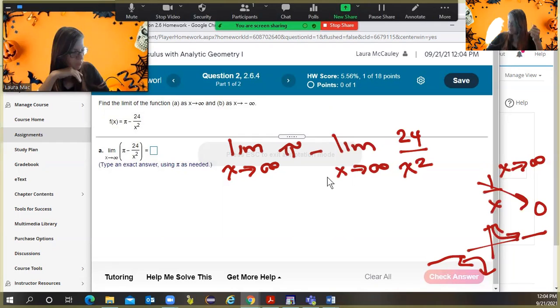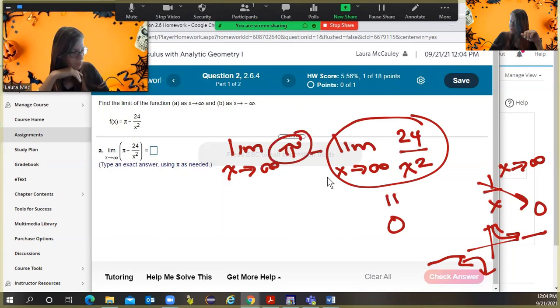And because this is 24 over x squared, that's really just 24 times 1 over x times 1 over x. So this whole thing here is just going to 0. When your denominator gets really, really big, you go to 0. That's it. So if that part's a 0, this is a constant. That's a pi. So really, we have pi minus 0, which would just be pi.